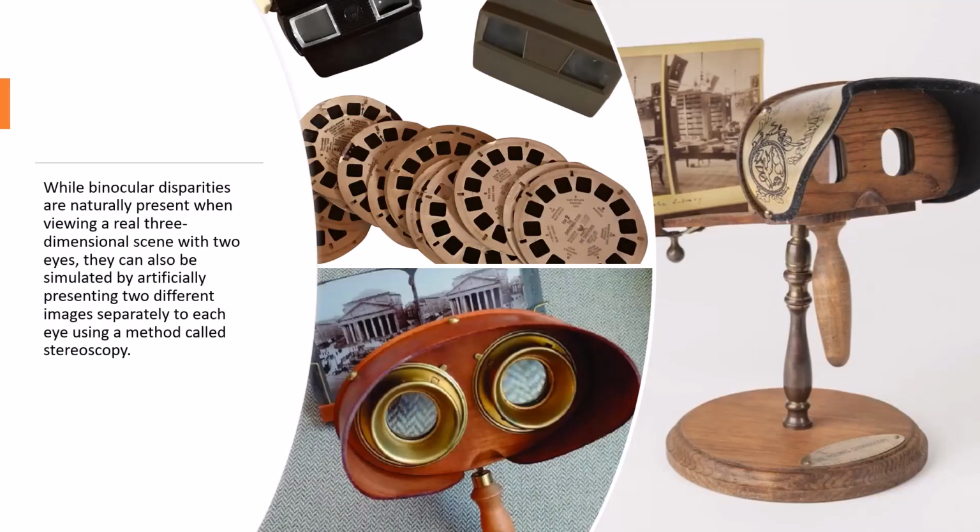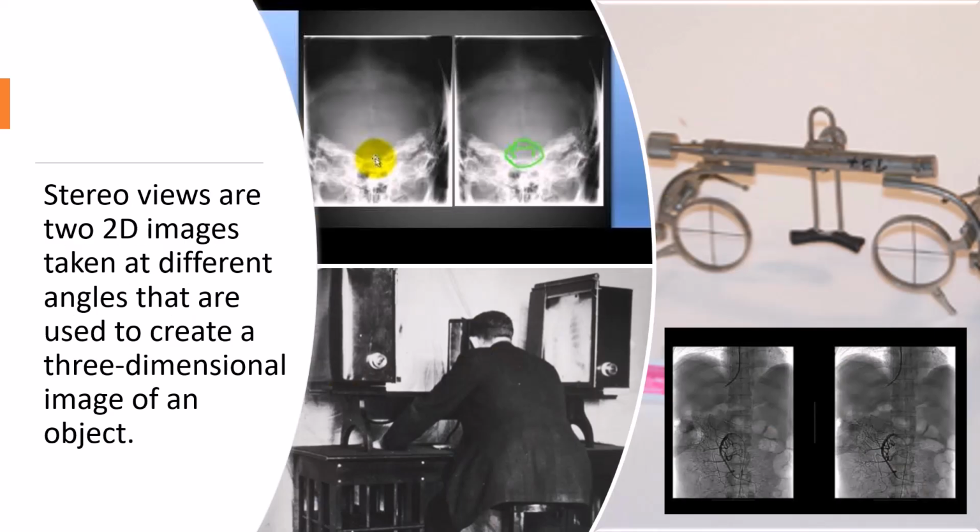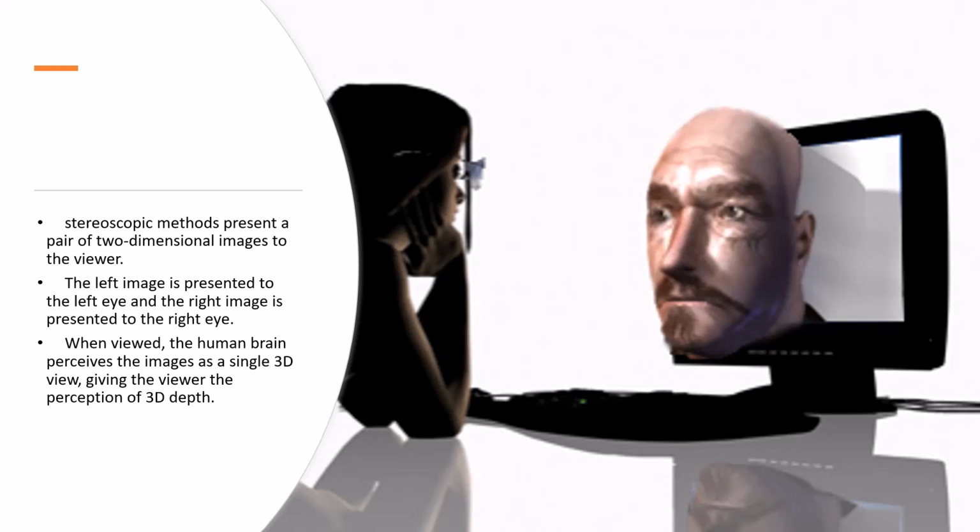While binocular disparities are naturally present when viewing a real three-dimensional scene with two eyes, they can also be simulated by artificially presenting two different images separately to each eye using a method called stereoscopy. Stereoscopy or stereo views are 2D images taken at different angles that are used to create a three-dimensional image of an object. The left image is presented to the left eye, and the right image is presented to the right eye. When viewed together, they give us a three-dimensional image.